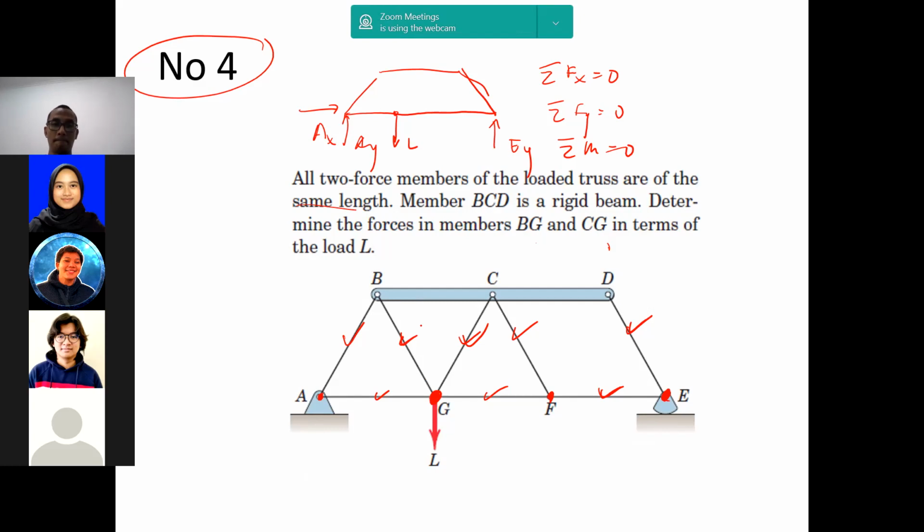Okay, Zakia. Okay, Pak. Okay, for this particular problem, is there any question? So, like it or not, I believe for this particular problem, we have to solve all the two force members in order to solve for BG and CG.